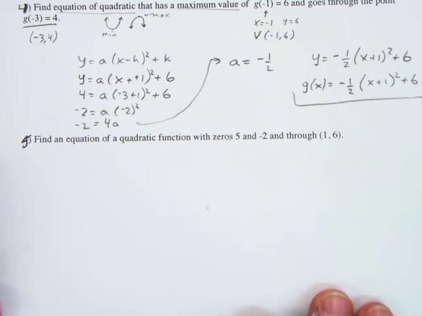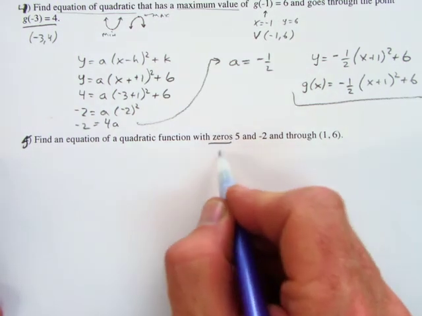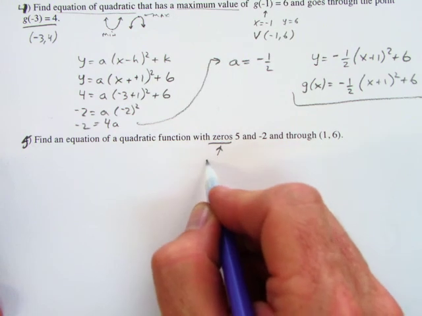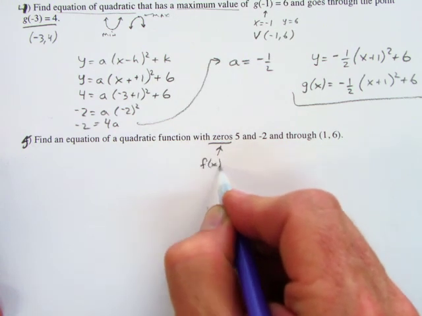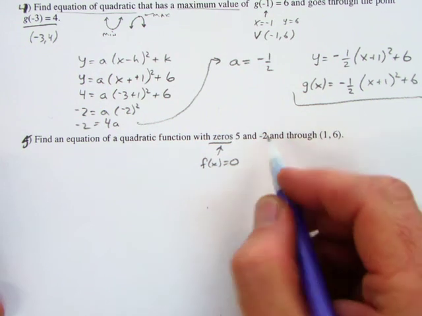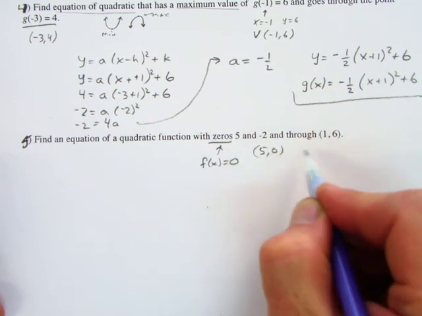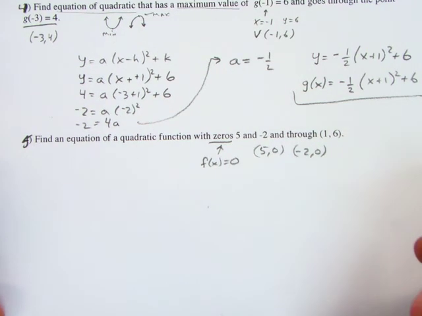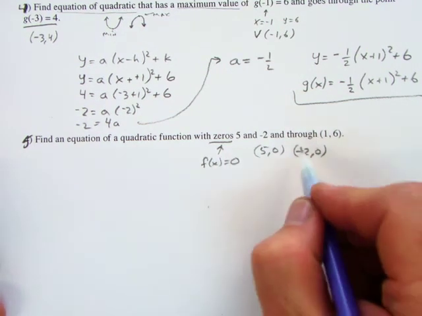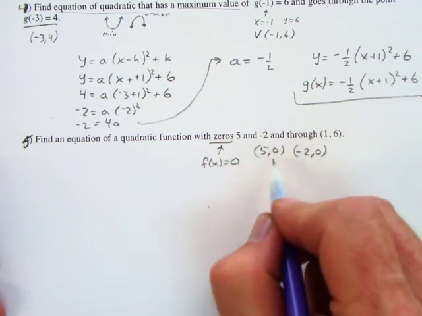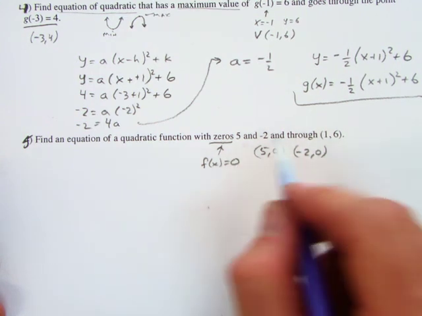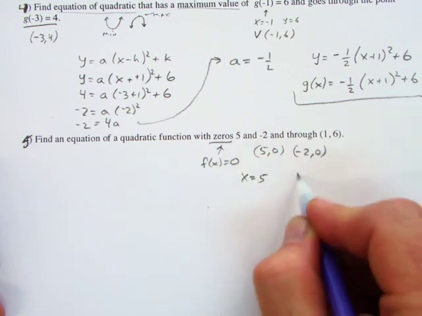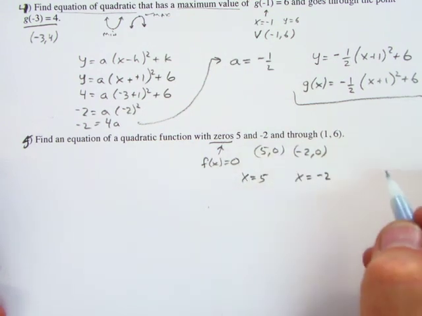Next one, find the equation of a quadratic function with zeros 5 and negative 2, and through the point 1, 6. Now let's think about this. If it has zeros, what does a zero mean? First of all, the zero of the function is where f of x equals 0. So we have points 5, 0 and negative 2, 0. What else do you call those? Those are our x-intercepts. When we set this equation equal to 0, we get these solutions: x equals 5 and x equals negative 2.